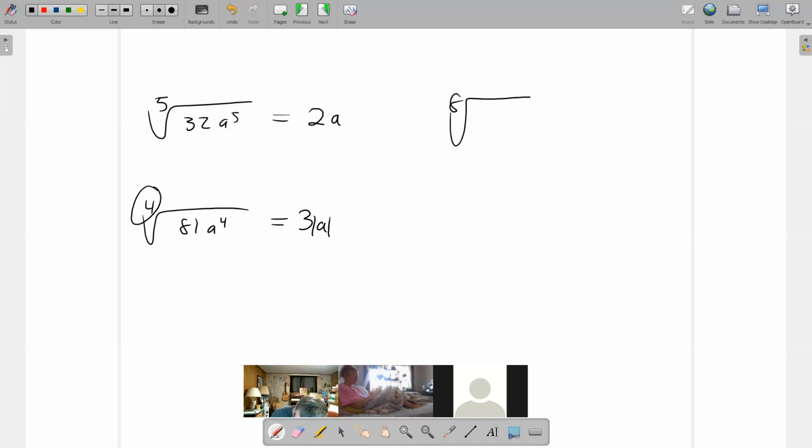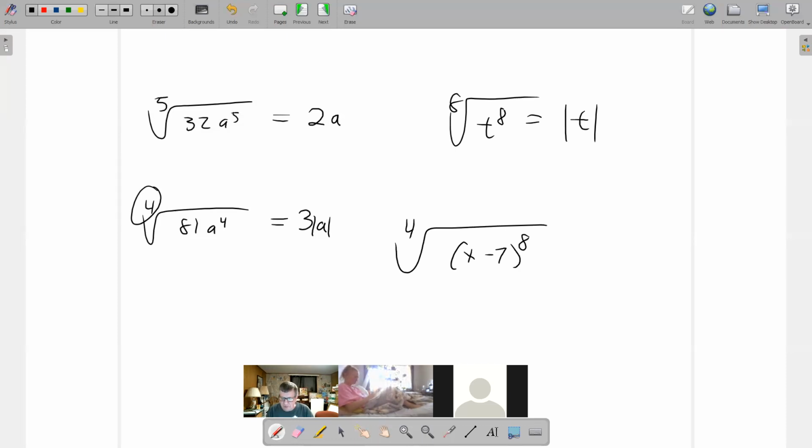How about the eighth root of t to the eighth power? That would be t, but we're taking an even root. The variable is unrestricted. Okay. How about this one? This one's kind of a weird one. The fourth root of x minus 7, the quantity to the eighth power. That's going to be x minus 7 squared. Do I need absolute value bars there? No, because since we're squaring it, the result can't be negative.